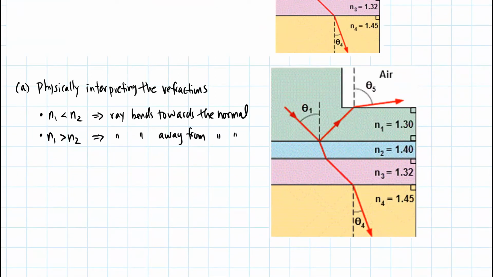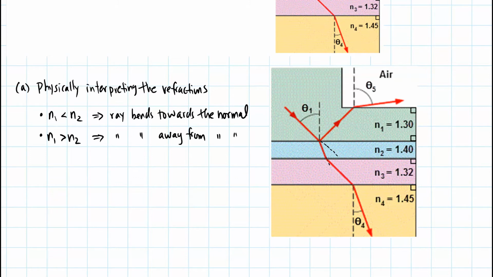Let's check this with the graph. So if I look at the incident ray at θ1, this is the direction of the ray, and if you look at the normal, the ray has bent down towards the normal as it goes into medium 2.